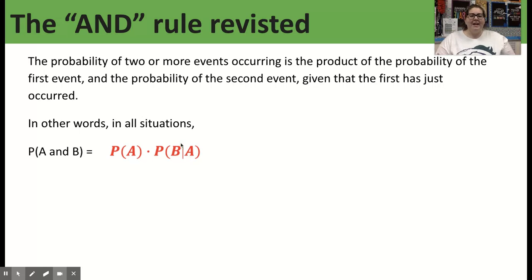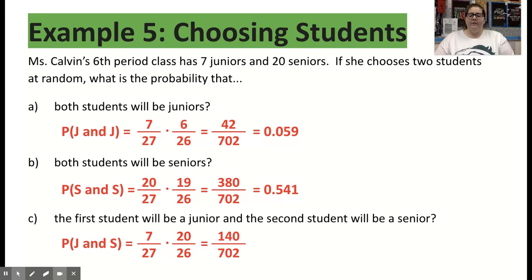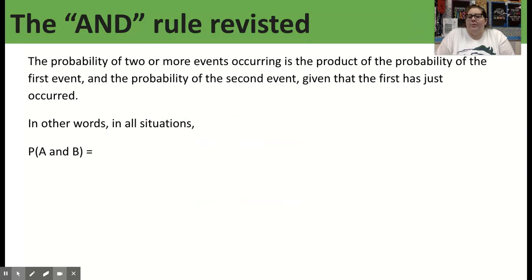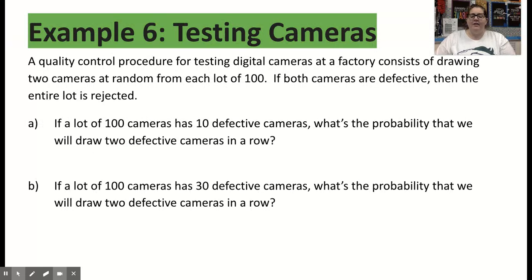So when we have that dependent situation where our first event is affecting the second event, we have to make that adjustment, just like we just saw on the last example with the juniors and seniors. I had to make that adjustment by changing the fraction a little bit on that second pick. And that's how we actually do an and probability. We have to take into account that change in probability.